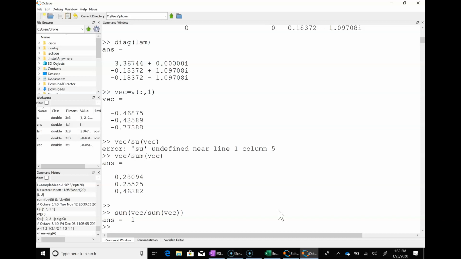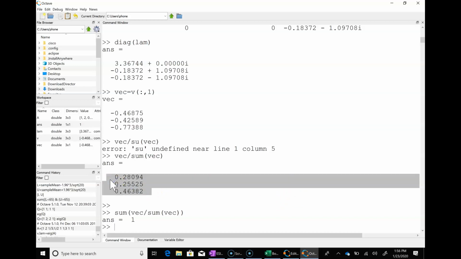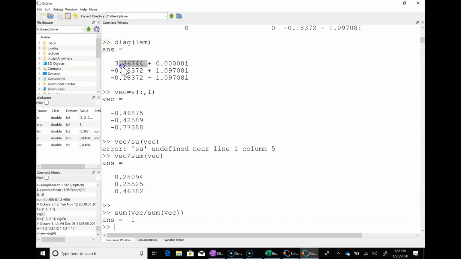But okay, let's pretend we did this all right. Again, we're getting two pieces of information from this. We're getting an average weighting, W1, W2, W3, from solving the eigenvalue problem. And we're also getting the eigenvalue associated with it, 3.367.